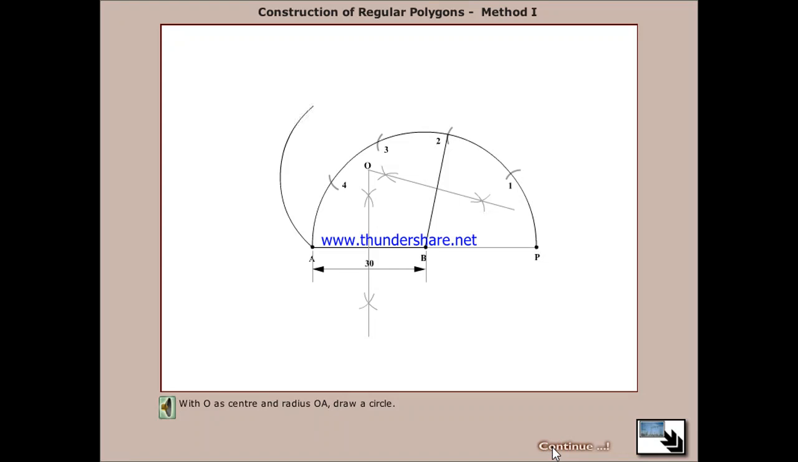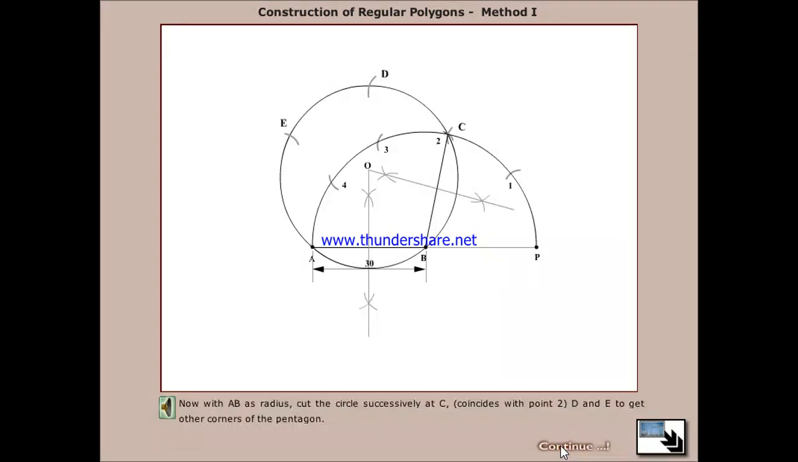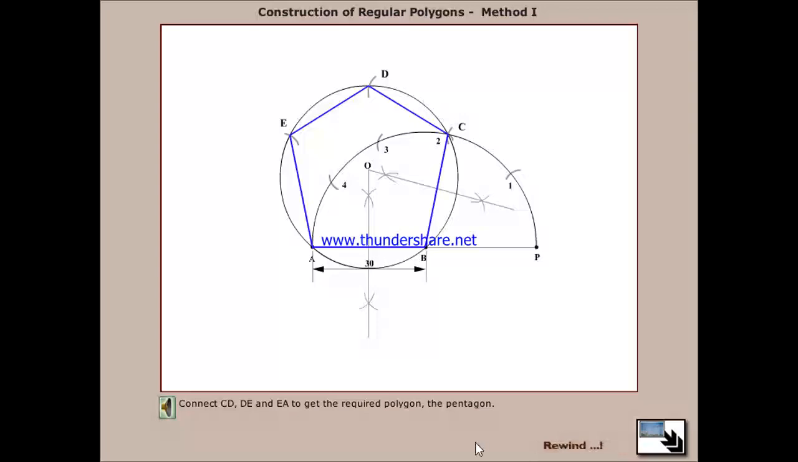With O as center and radius OA, draw a circle. Now, with AB as radius, cut the circle successively at C, which coincides with point 2, D and E to get other corners of the pentagon. Connect CD, DE and EA to get the required polygon, the pentagon.